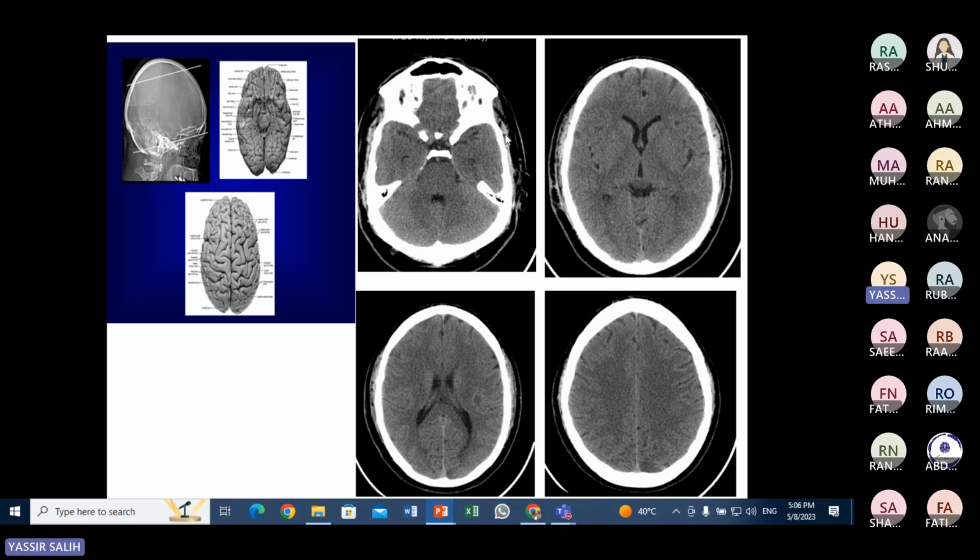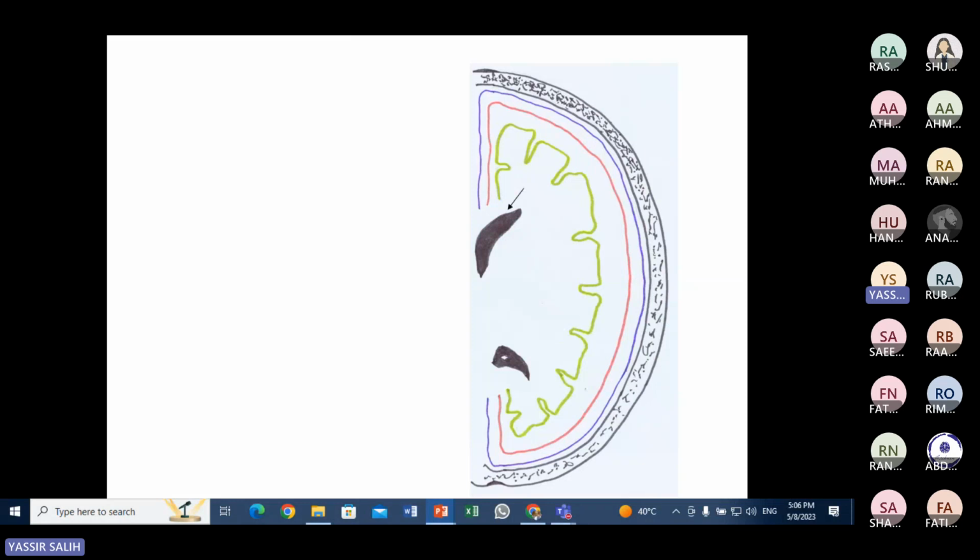The anatomy is displayed according to the level of the section. Sometimes you can see the ventricular system, sometimes you can see the brain stem, sometimes you can see only the lobes, according to the level of the section. Also, it is very important to know the space anatomy.